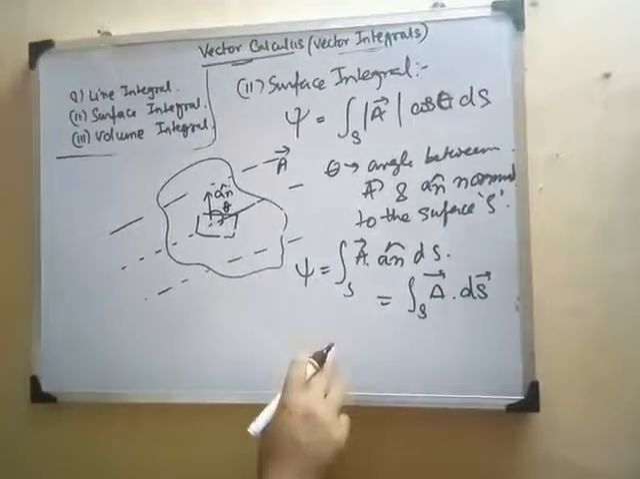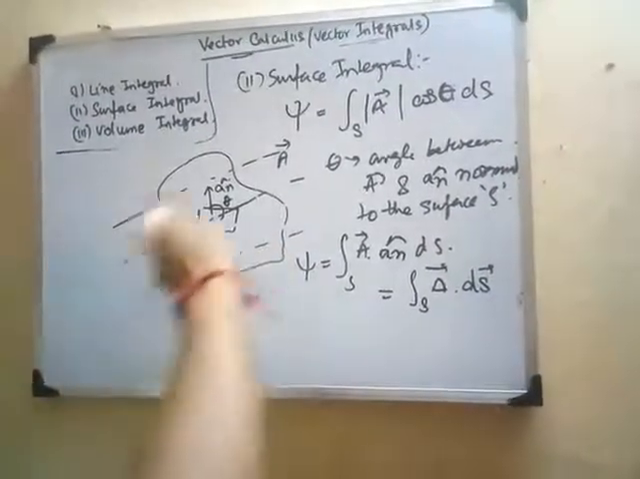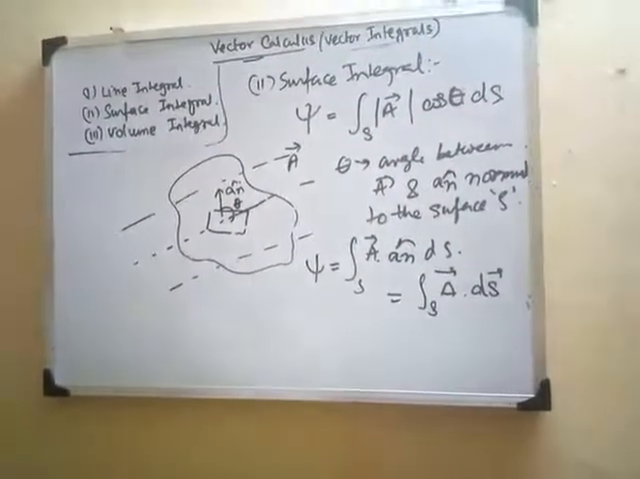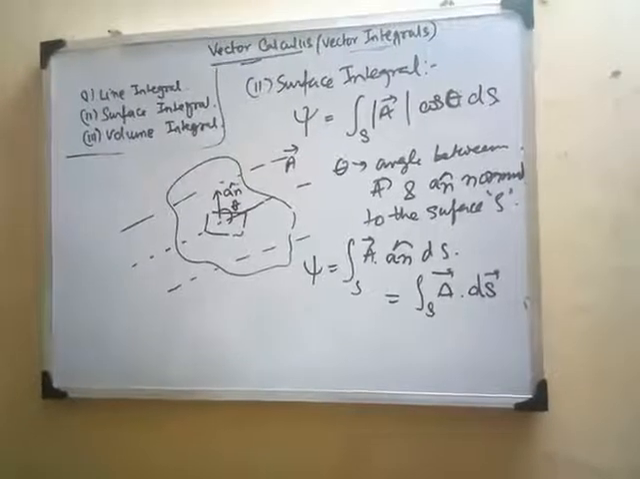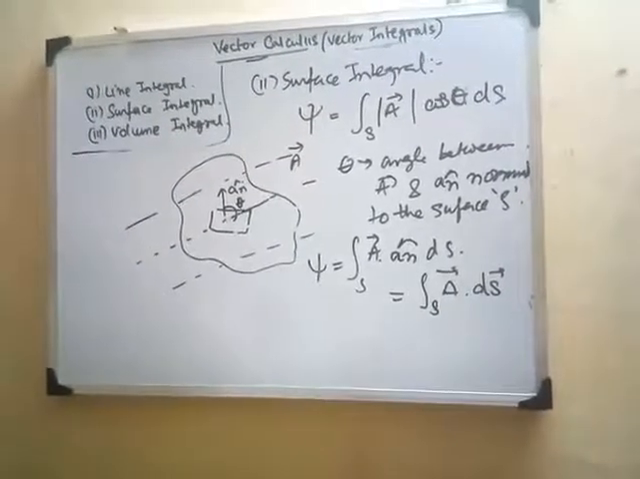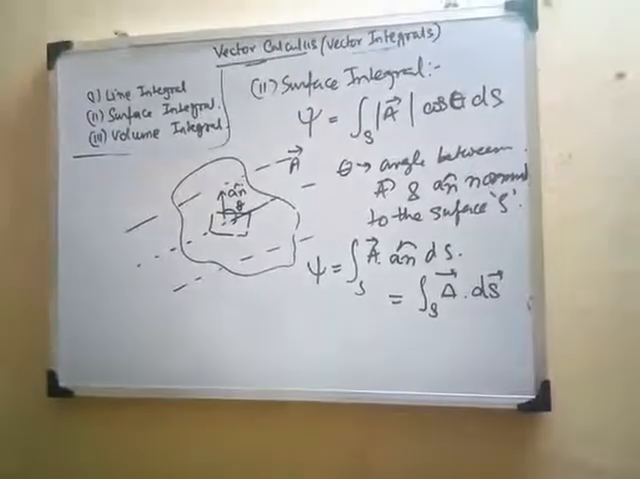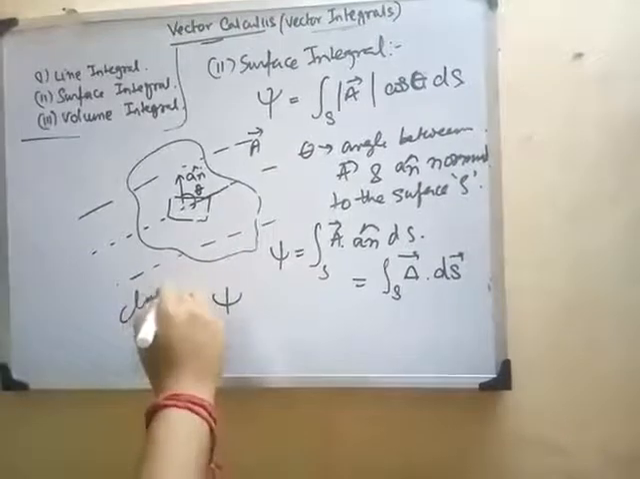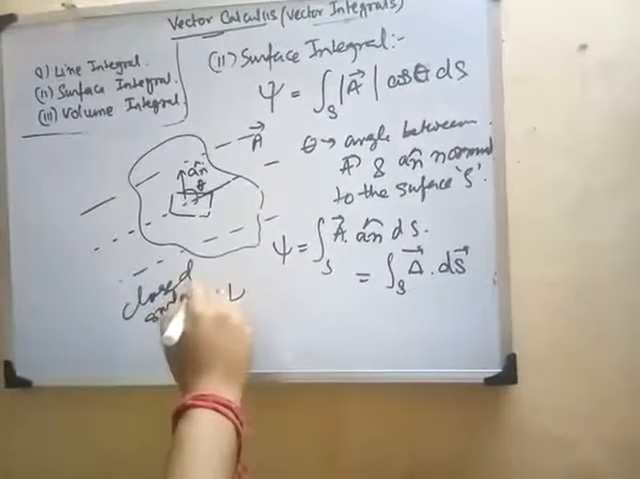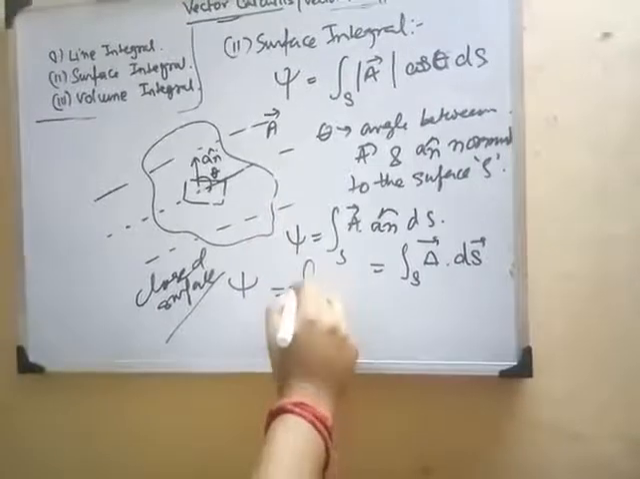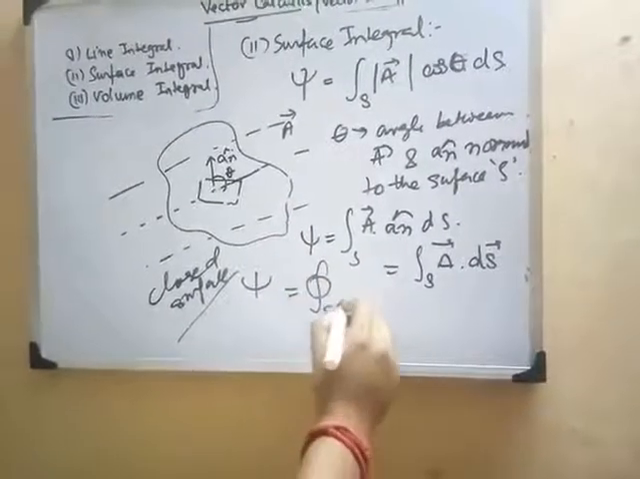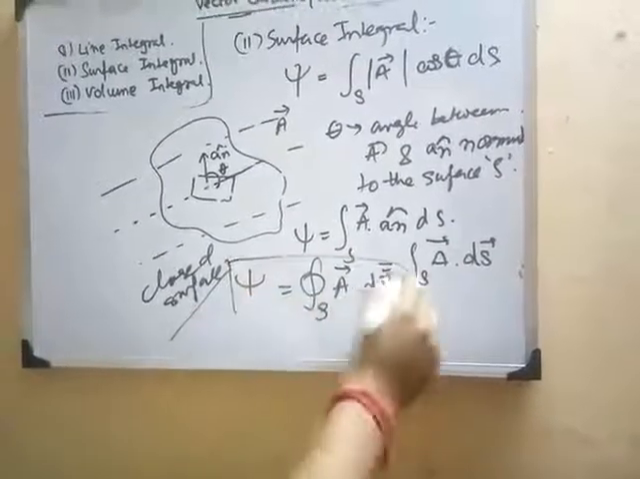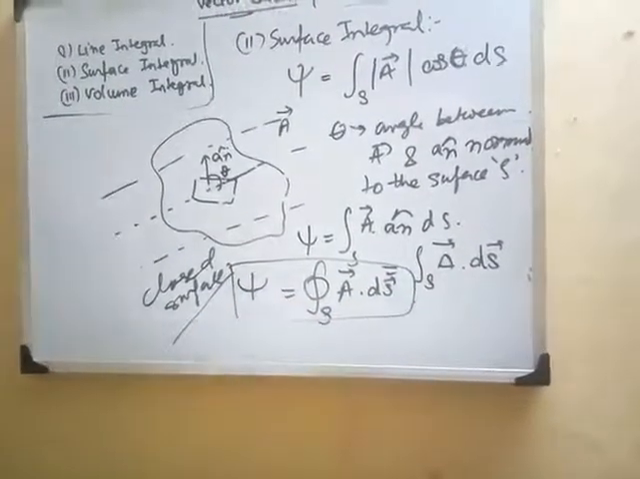So this equation gives the flux of A through S. As you can see, these are actually fluxes, lines of forces. It can be electric lines of force or magnetic lines of force. So this equation gives you the flux of vector A through the surface S. Now if this is a closed surface, you can simply write, for a closed surface, this psi is equal to the closed surface integral of A·dS, the representation of this surface integral over a closed surface.